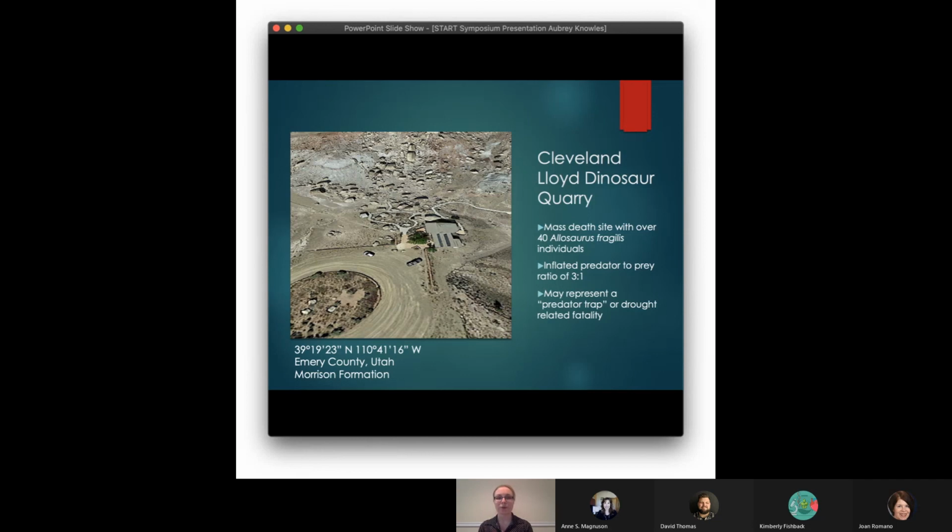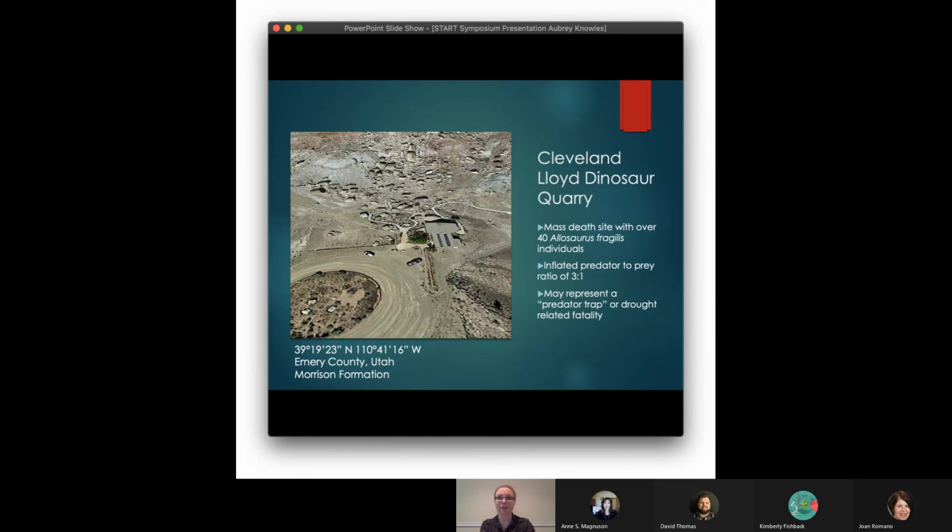The Cleveland Lloyd Dinosaur Quarry is notable because it's the mass death site of over 40 Allosaurus fragilis individuals. This is a large-bodied theropod dinosaur, so think long tail, 2 legs, carnivorous, roughly the body plan of a T-Rex. That's kind of a gross oversimplification, but it gets the point across well enough.